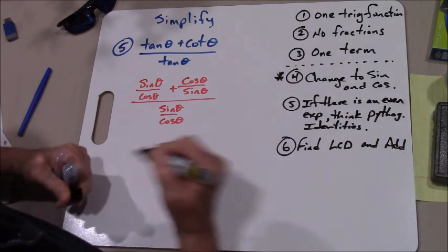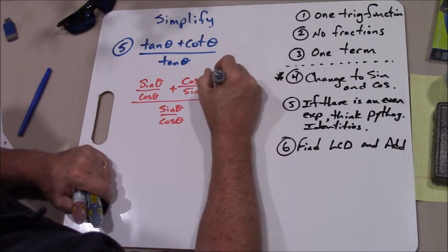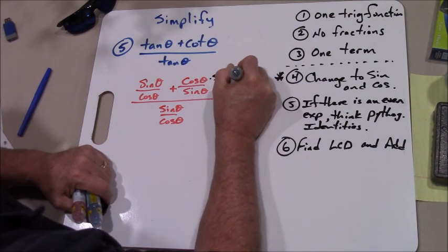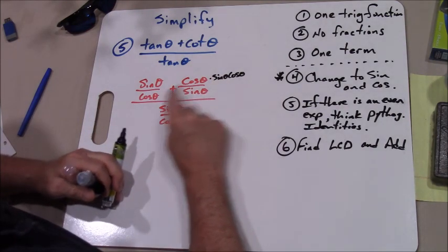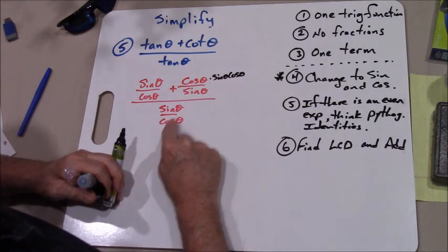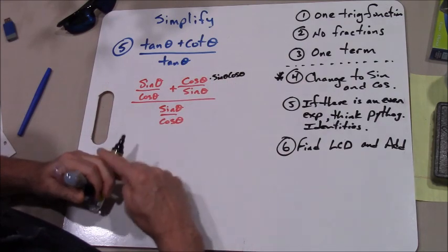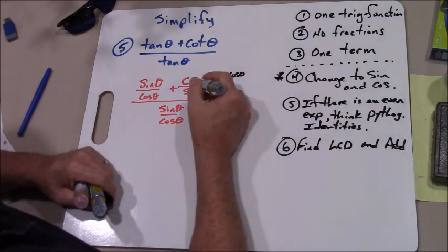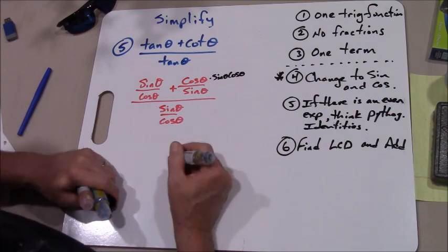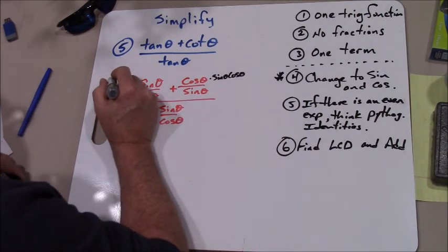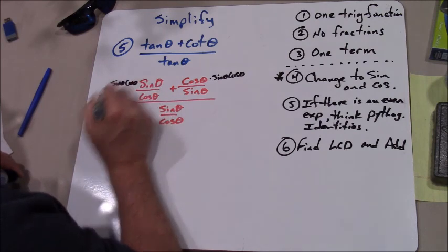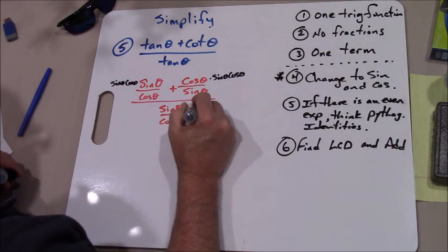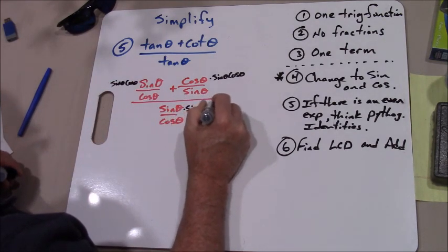So I think the least common denominator here is going to be a sine theta, cosine theta. Right? This factor is there, this factor is there, and this factor is there. That's our least common denominator. So I need to multiply every term by that least common denominator. So we'll do the same thing over here, sine theta, cosine theta, and we'll do the same thing right here, sine theta, cosine theta.